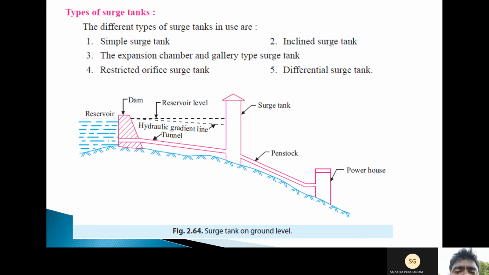Next, the types of surge tanks. This is the hydroelectric power station figure. First part is a dam. Next part is a reservoir, that is, the water levels. Next, penstock, surge tank, and power house. The reservoir means storing the water.